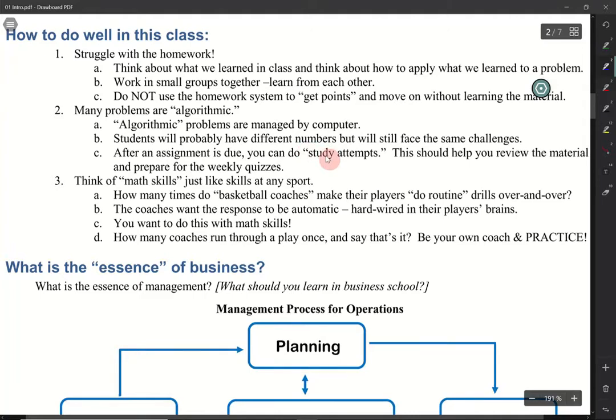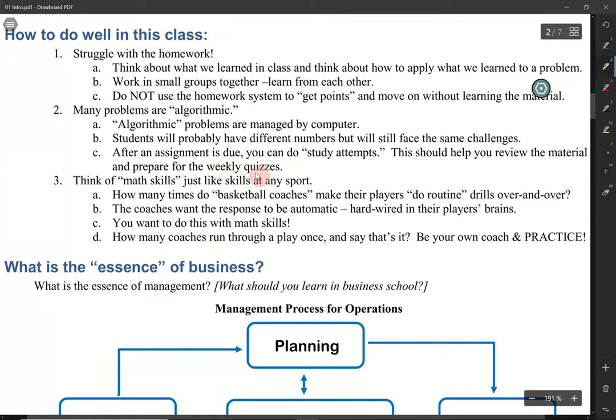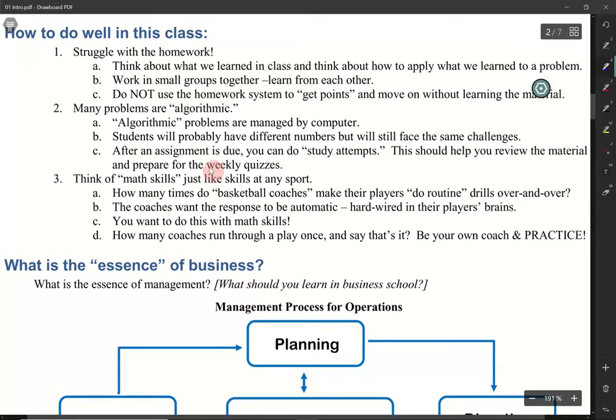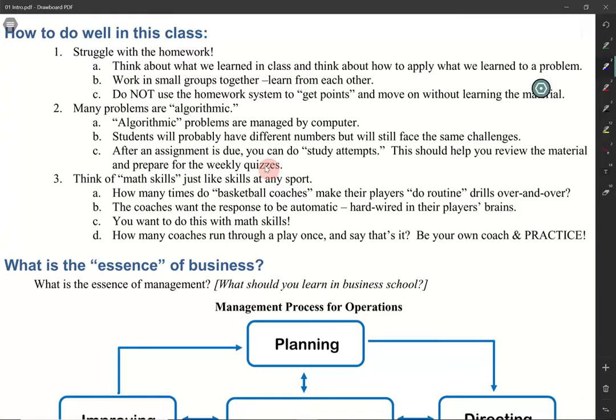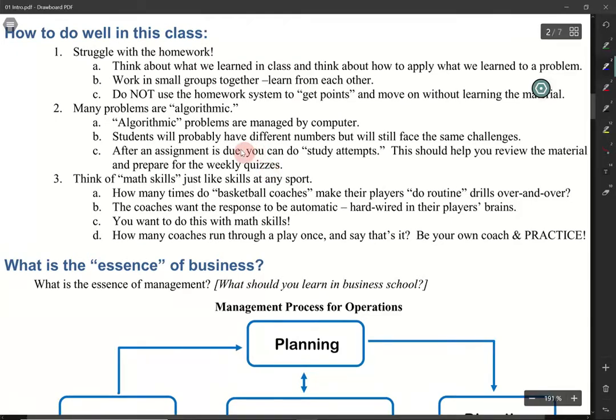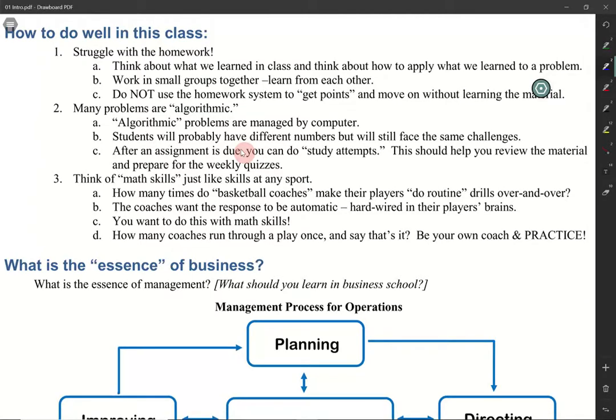And as I mentioned earlier, we have weekly quizzes on the first business day of the week. I don't think we have any Monday holidays. I think all of our quizzes are actually on Monday. But if Monday happens to be a holiday, it'll be on Tuesday. The way that you can prepare for the quiz is to go back to the homework. Many of the homework problems are algorithmic, so you'll get a fresh set of numbers, and you can get a lot of practice that way to make sure that you understand the material and also to prepare for the quizzes.